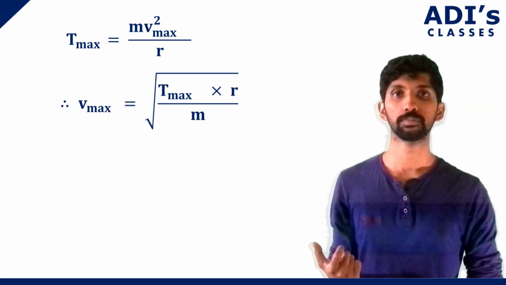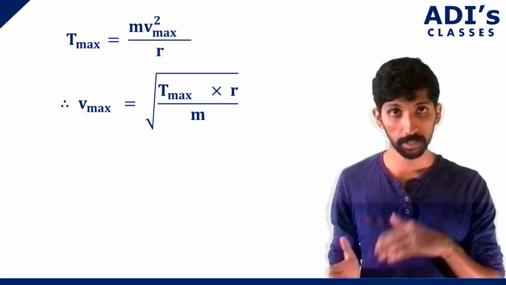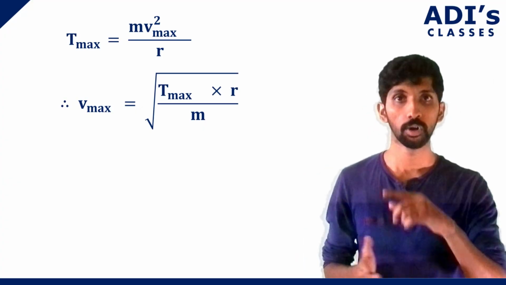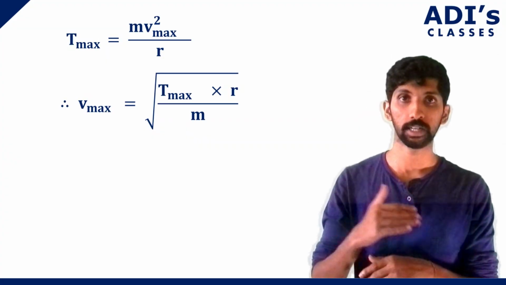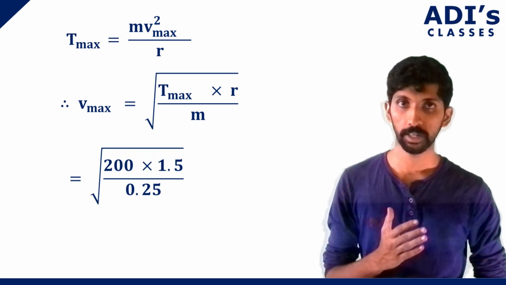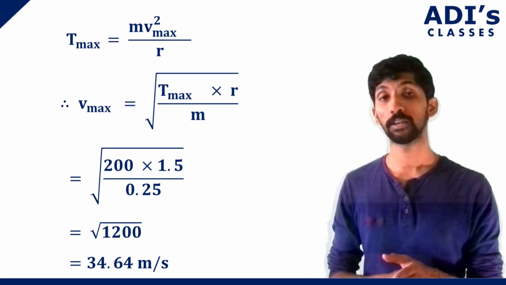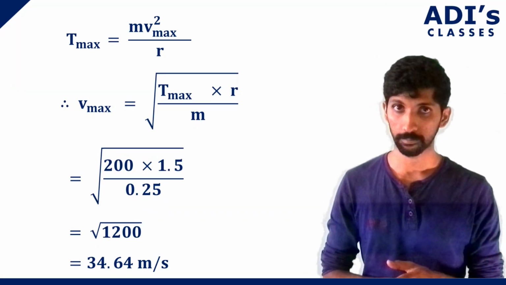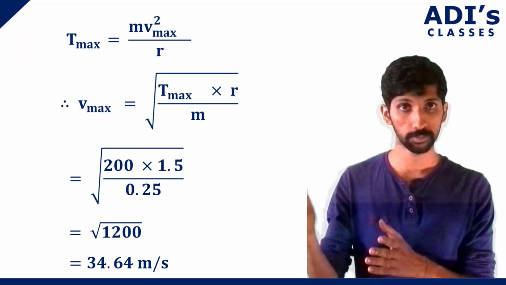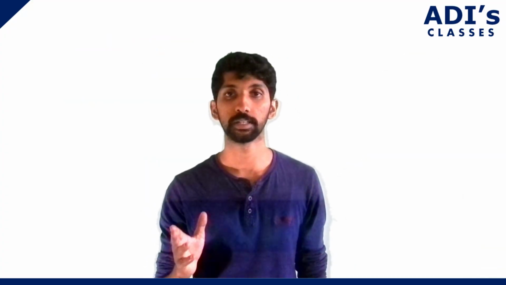Cross multiply, and you will get T max into R divided by M equal to V max squared. So V max is equal to root of T max into R divided by M. So you will get root of 200 into 1.5 divided by 0.25, that's nothing but root of 1200, which gives us 34.64 meter per second. So the first part of the question was the tension in the string, which is 6.57 Newton, and the maximum velocity is 34.64 meter per second.